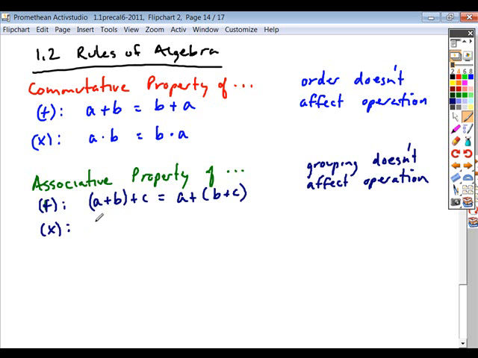In multiplication, it's the same thing. The product of the first two things times a third is equivalent to the first times the product of the second and third. That grouping does not affect the outcome of the operation.